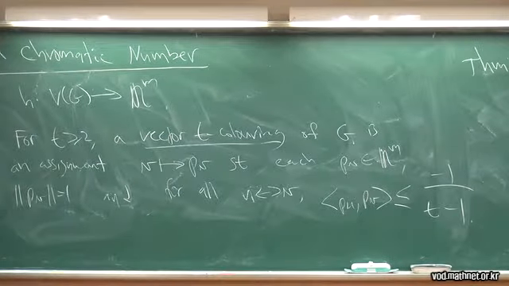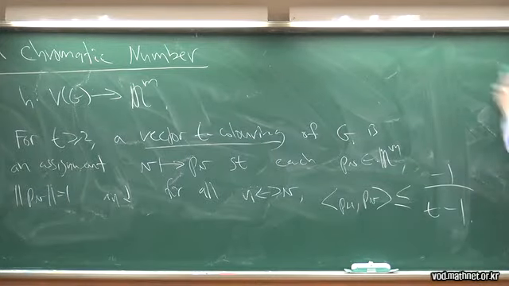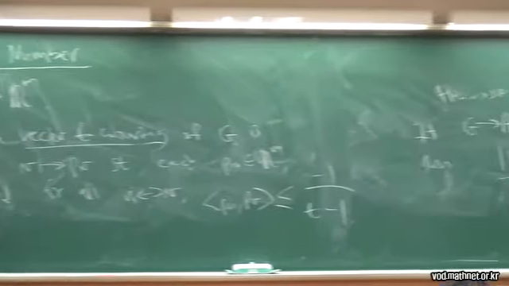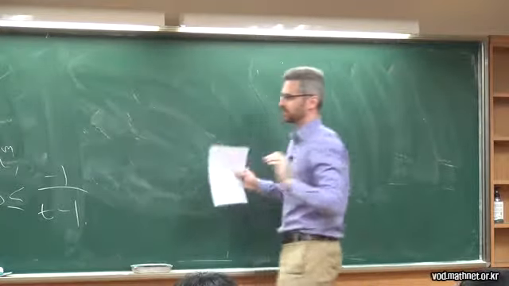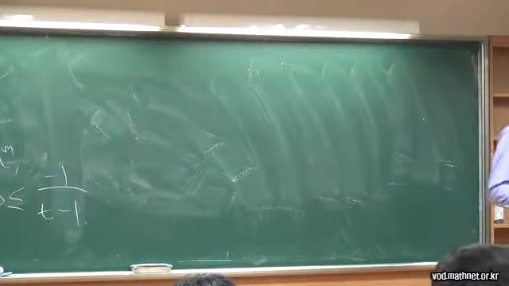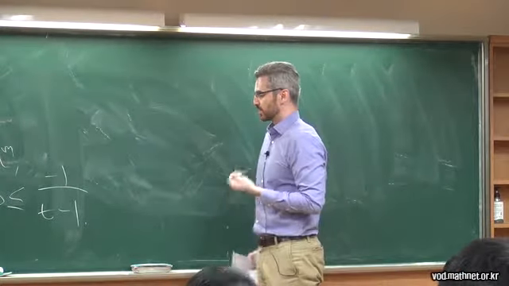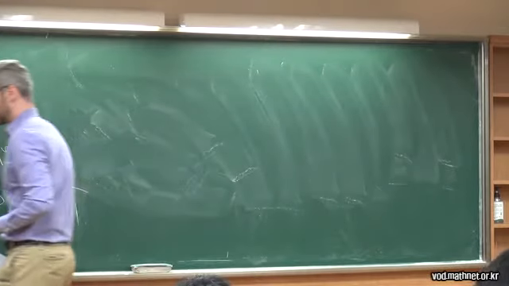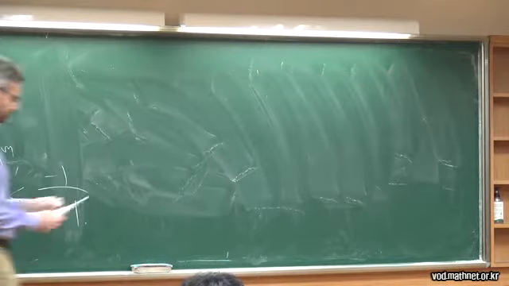So this is my condition. For some t greater than or equal to 2, a vector t coloring of a graph G is an assignment of my vertices to unit vectors in R^m, so that whenever I look at adjacent vertices, the inner products of the vectors that I've assigned to those vertices is at most negative 1 over t minus 1. I seem to be missing the 1 there. It's just hiding.